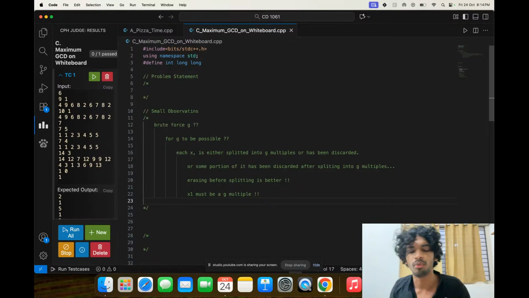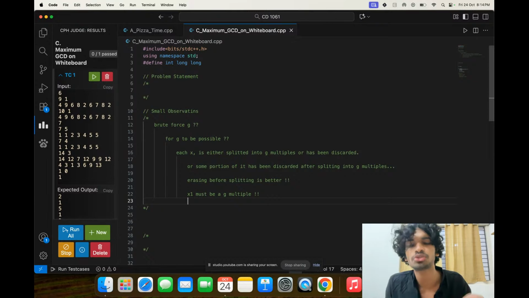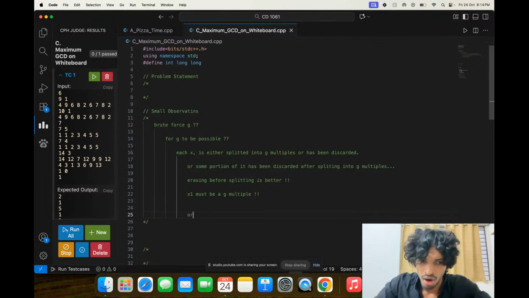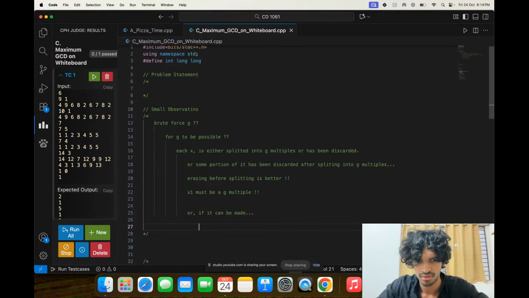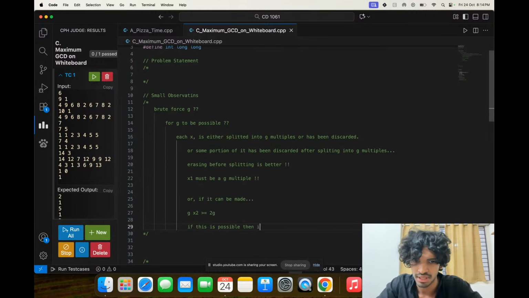If x1 is not a g multiple, what happens? Then after you discard x2, you have to do one more operation on x2. You have to get rid of x2. You have to split it. You won't lose. Even if you split it, one of them will be a multiple. Or if it can be made g multiples again, 2g or greater than or equal to 2g, something. If this is possible, then it's fine.